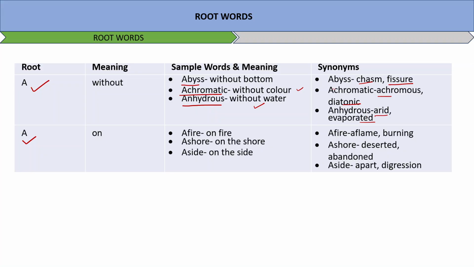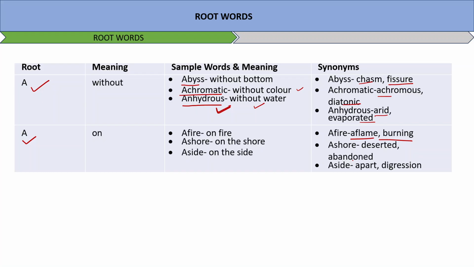You have to understand the words which are used and in which context it is used. The context is very important, okay? So here you see another meaning is on. The word is afire, which also means on fire, ashore, on the shore, aside, on the side. Afire also has synonyms like flame, burning. Ashore has synonyms like deserted, abandoned, aside, apart, digression. So these are some of the synonymous words, okay?